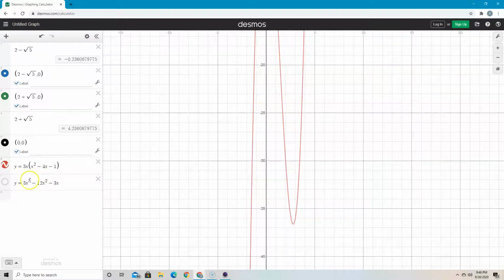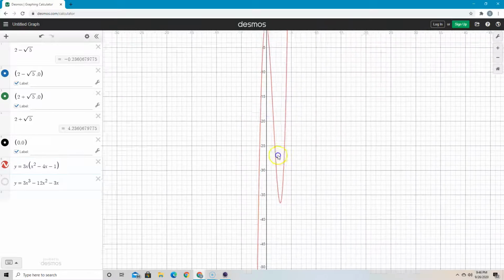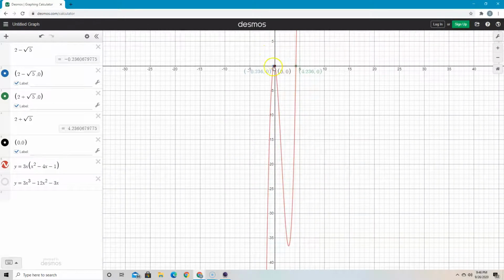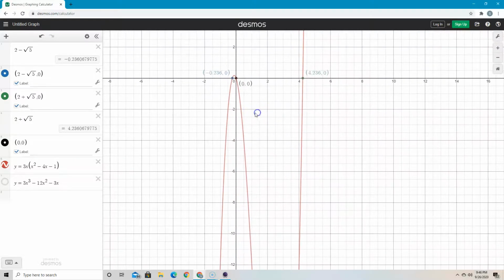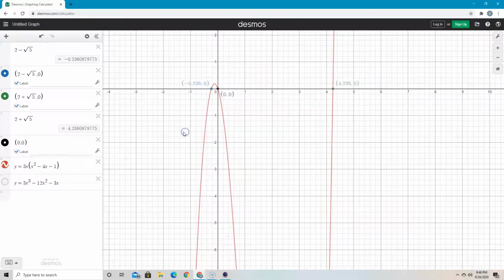The degree is 3. 3 minus 1 is 2. Maximum of 2 turning points. Here's one of them, and the other one, right there. There are 3 zeros, 3 x-intercepts, 3 roots. Here's one of them. Here's the second one. Here's the third one, which we found, which is this number, and 0.